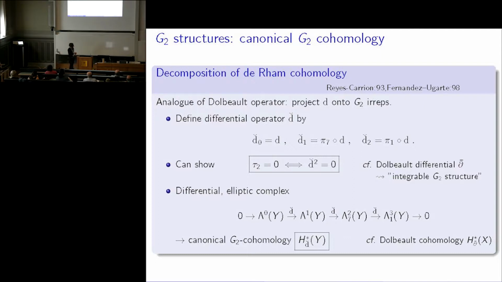And one can show that the vanishing of tau 2 is equivalent to this operator D check squaring to 0, so that this is a nilpotent operator. This is the reason for the name integrable G2 structure, because this is very similar to an integrable complex structure and how you describe that in terms of the Dolbeault operator. Because of this, one can write down a differential elliptic complex, and one can define a cohomology related to this complex, known as the canonical G2 cohomology. This will be the backbone of the structure that we will see, and it is of course the analog of the Dolbeault cohomology on a complex manifold.